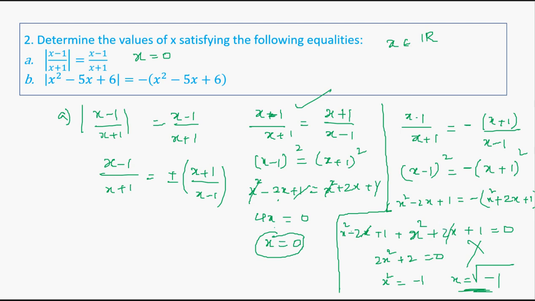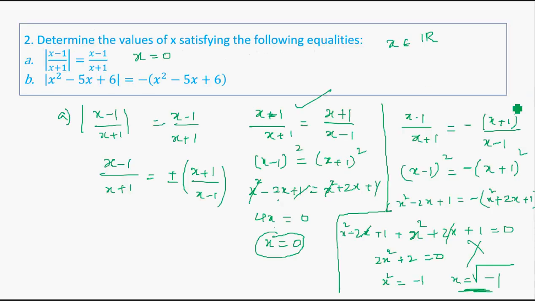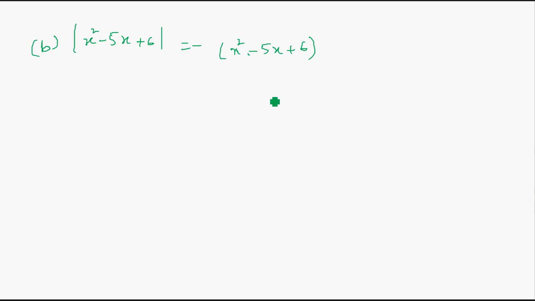Okay, now the next part, B. So we have modulus of x square minus 5x plus 6 is equal to minus of x square minus 5x plus 6, right? So that was the question. Yep. So what we will do, the same thing. So we will take x square minus 5x plus 6 is equal to plus or minus of, we already have minus of x square minus 5x plus 6.